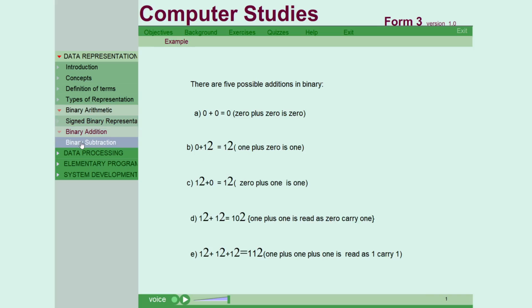There are only 5 possible additions in binary. First one is 0 plus 0, which equals 0. 0 plus 1 equals 1. 1 plus 0 equals 1. 1 plus 1 equals 1, 0, read as 0 carry 1. And 1 plus 1 plus 1 equals 1, 1, read as 1 carry 1.